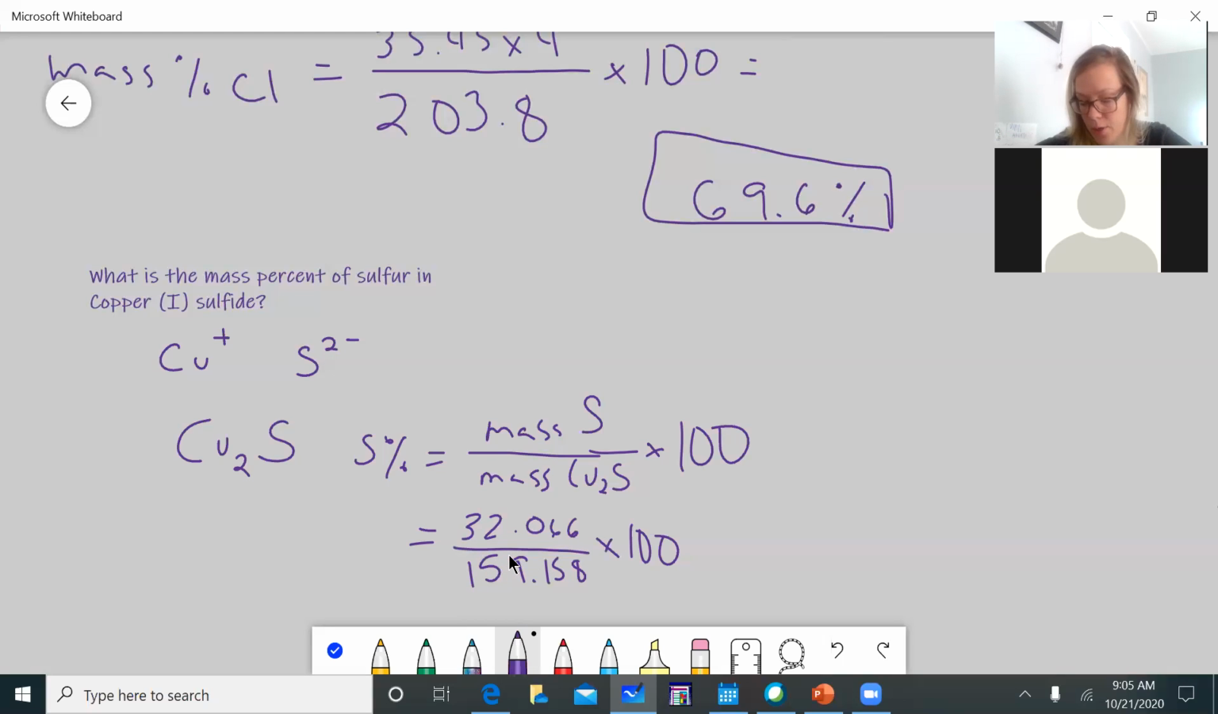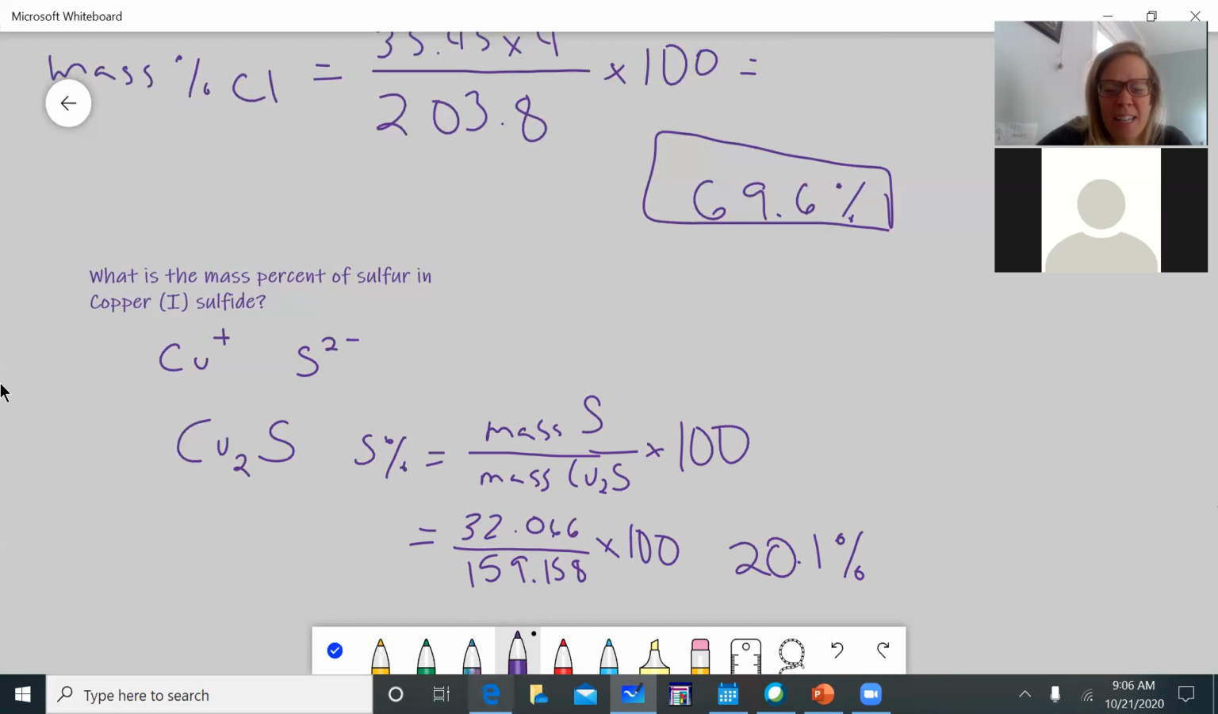We'll take our 32.066 and divide it by the 159.158 and multiply it by 100, and we should end up with 20.1%. So 20.1% of this material is coming from sulfur.